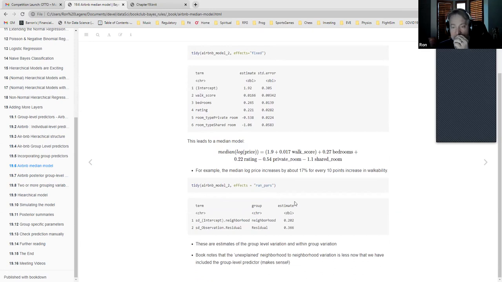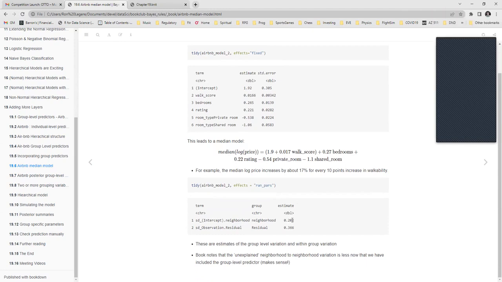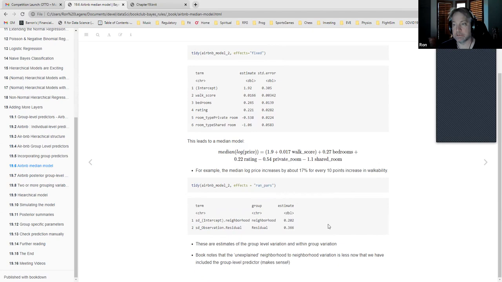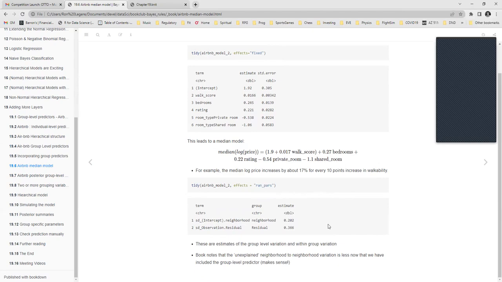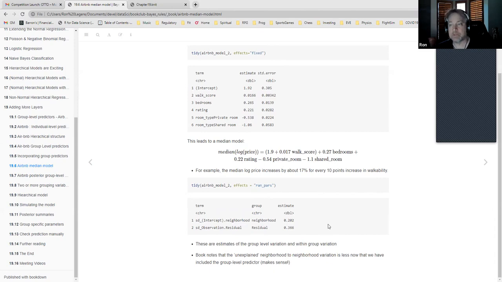Looking at the random effects now, the interesting thing is that, and I don't show it here, but in the book they show that the neighborhood-to-neighborhood variability was about 0.3, and now it went down to 0.2 because we have explained some of that variation using neighborhood walkability. Maybe if we added the transit scores, or some other group-level variables, we could explain more of that.